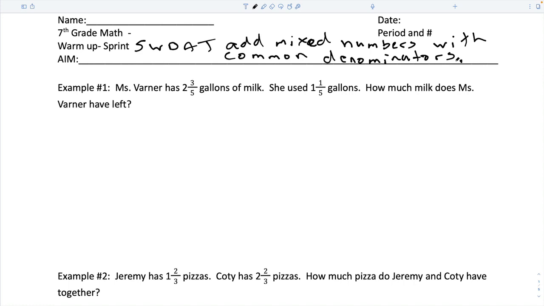And read number one for me, Ty. What are we doing with Miss Varner? Miss Varner has 2 and 3/5 gallons of milk. She uses 1/5 gallon. How much milk does Miss Varner have left? The keyword I found was "have left." What's another keyword that I could use to find add or subtract for this one? One more mixed in there.